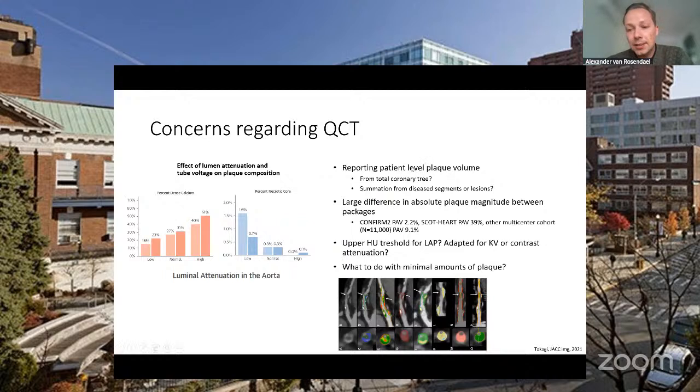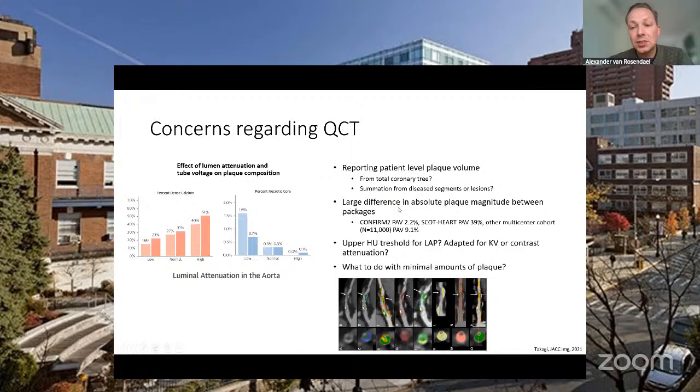Also, when you read the literature, people report plaque in very different ways. Some only take the specific lesions and they multiply it, whereas others take everything from the whole coronary tree and they sum that together. Of course, that's going to bring differences in total plaque volume.